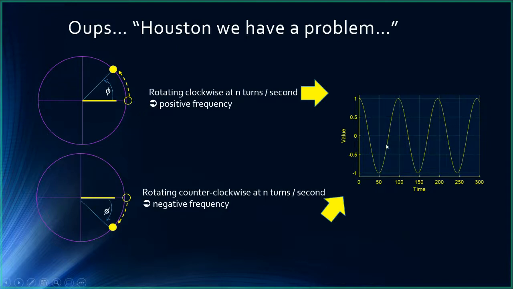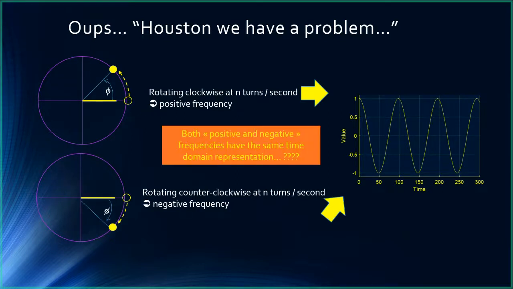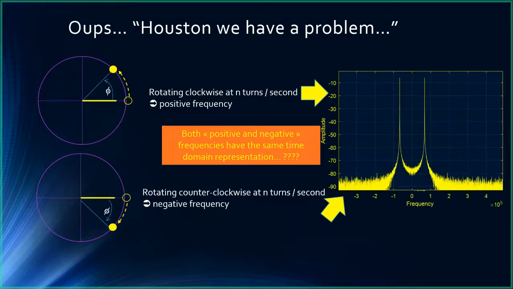So we have a problem. We've lost the sign of this transform. So what is the problem? Well, if we now look at the Fourier transform, we have the same time domain plot. So how do we represent positive or negative frequency? And in fact, what you see is that if you use the Fourier transform, you have 2 peaks, okay?